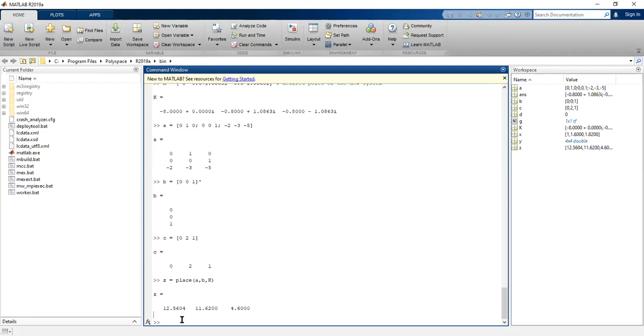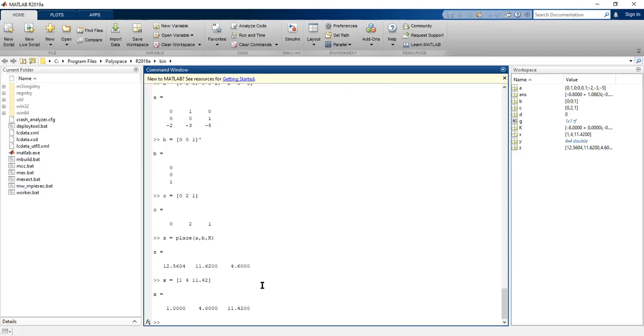All right, so the first thing we're going to do is type in the equation that we have, the characteristic equation of the desired equation. So that is x equal, what was it? 1, 4, 11.42. And then we're going to find the roots of x.